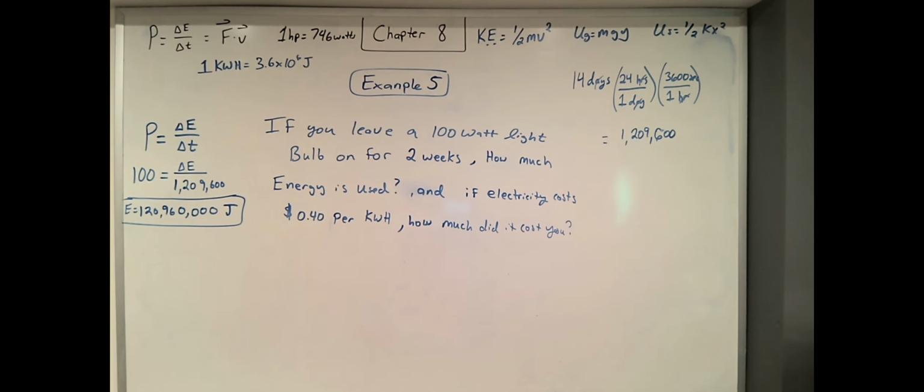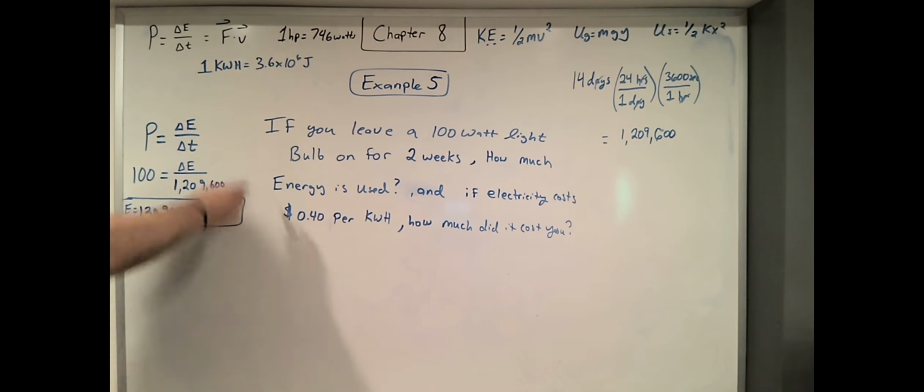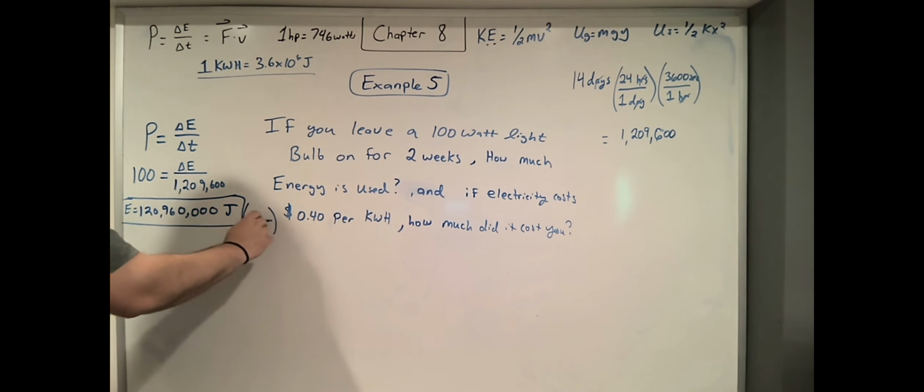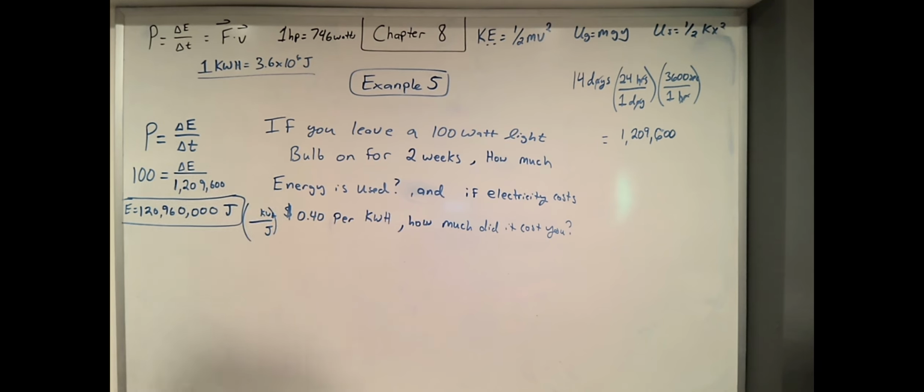So that's part A. Part B says, how much is this thing going to cost you? That's a giant number, but how much cost is this? If it costs 40 cents per kilowatt hour, how much did it cost you? Well, we have joules, but we don't have kilowatt hours. So there's a conversion for kilowatt hour. 1 kilowatt hour is equal to 3.6 times 10 to the 6th joules. So we do another conversion on this. If we have this amount of joules, you're going to want joules in the bottom. You're going to want kilowatt hours in the top.